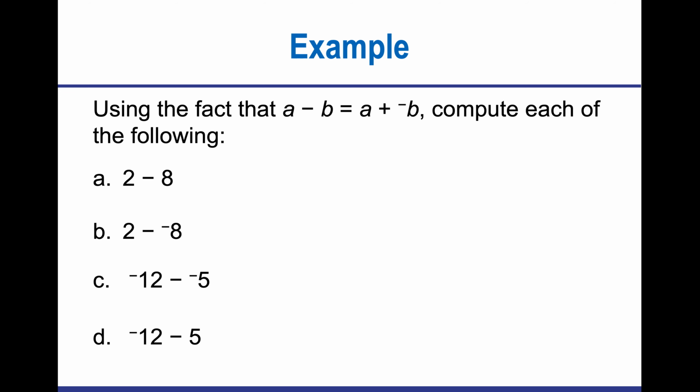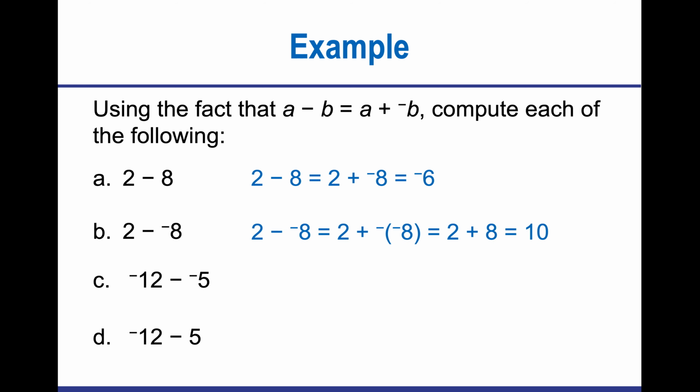So let's look at that. 2 minus 8 is the same as 2 plus -8. I line my dots up, I get -6. 2 minus -8 would be the same as its opposite, which would be 2 plus 8. We talked about this. When you have two negatives, they become a positive, so it would be 2 plus 8, which is 10.